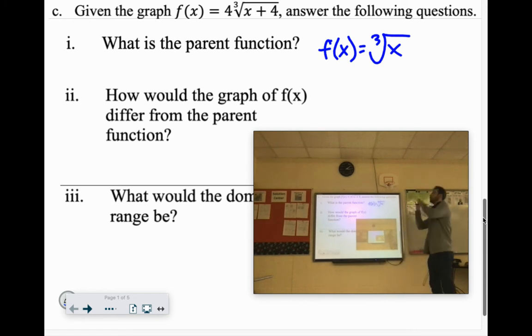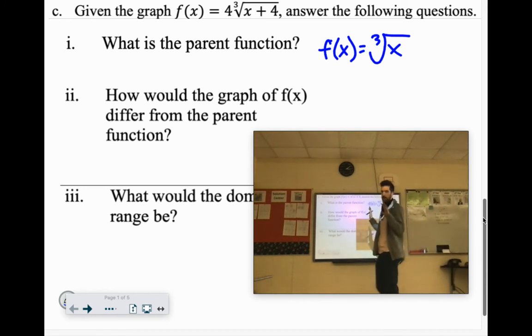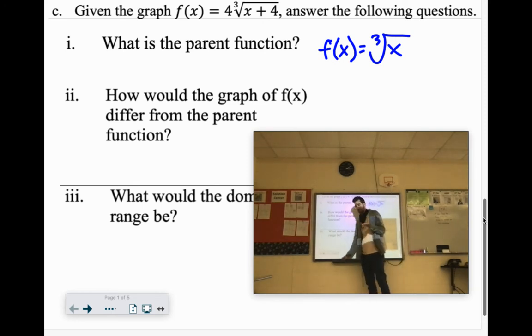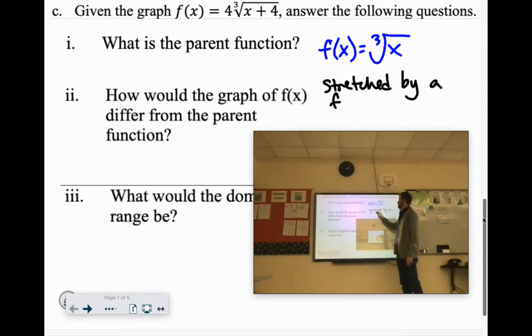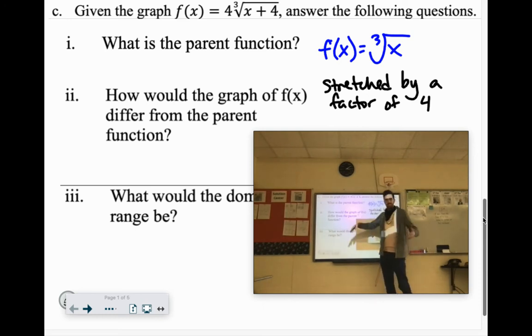Now we've done all kinds of transformations in this class. So we have to remember what certain things mean, which is on the next part of the notes, but let's see if we can remember a little bit. The 4 in the front shows you a vertical stretch or compression. So this is going to be stretched by a factor of 4. We also have the 4 grouped in the cube root with the x, and that is a right and left translation. So that would shift it left 4 units.